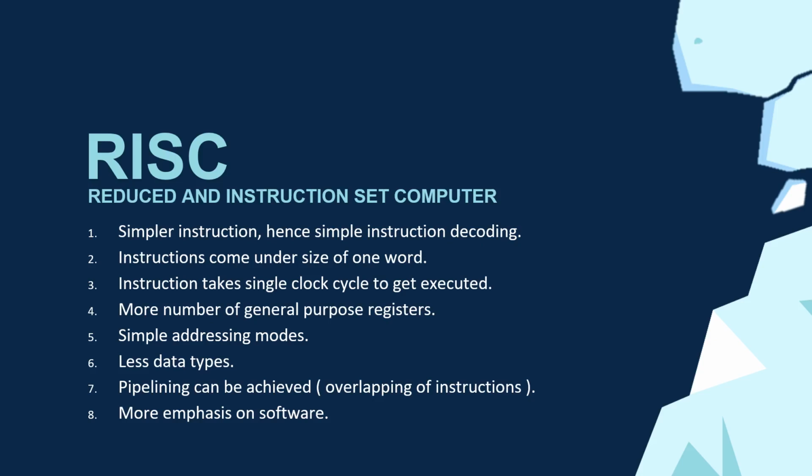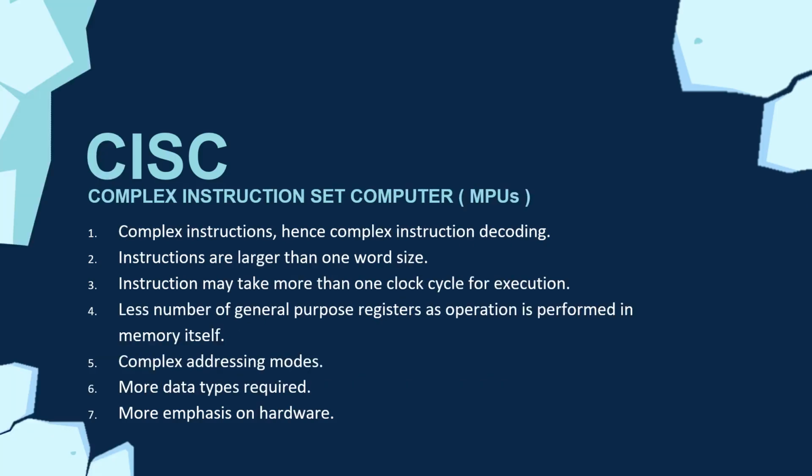A RISC takes a relatively large number of registers in the processor unit. It takes less time to execute its program when compared to CISC. Now, Palash will lead you on what is CISC architecture.